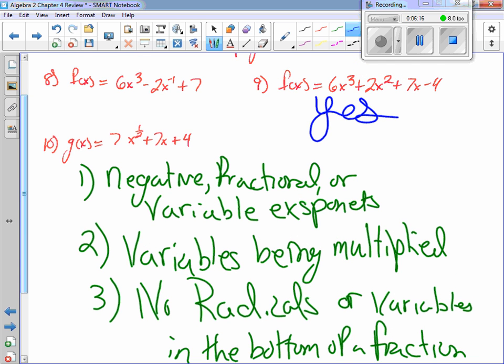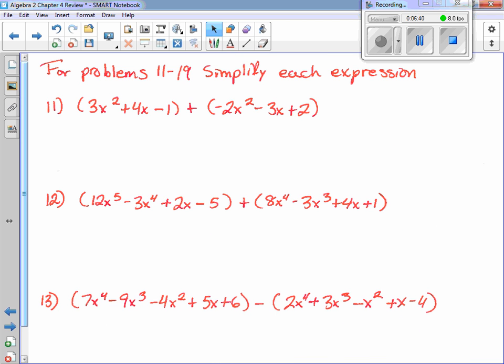How about number 8? Would number 8 be a polynomial function? No, because we have 2x to the negative 1. We cannot have negatives in an exponent. And that's it. Any questions on this here? Are we good with this here? Yes? Questions on 11, 12, or 13?